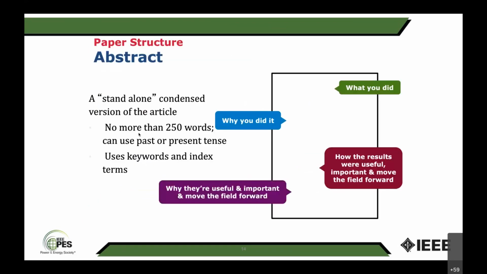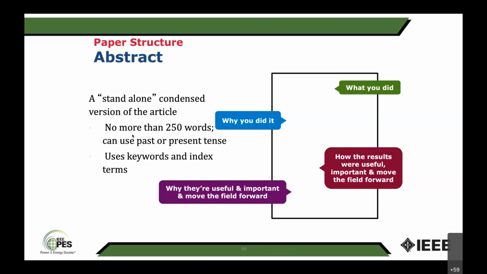Okay. Abstract. Abstract is what I call a standalone condensed version of the article. Condensed, right? The whole paper could be 8 pages, could be 3,000 words. How do you explain this in 250 words? This is your training and your skill. You have to do that.